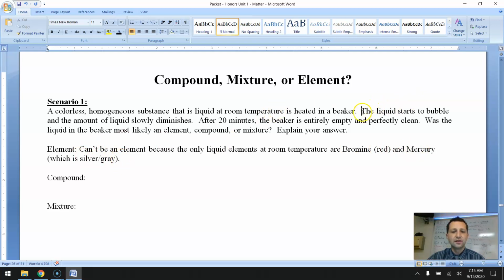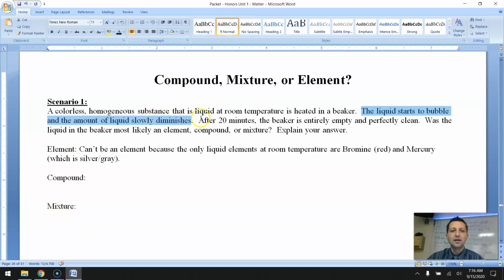Okay, let's go on. Next sentence, the liquid starts to bubble and the amount of liquid diminishes. So what's really happening here? We have some evaporation occurring, okay? So think of a colorless homogeneous substance. So that's not an element. So it might be like rubbing alcohol, that's a compound. It might be salt water or sugar water, that's a mixture. For both of those, the liquid will start to bubble and the amount of liquid will diminish. Well, that doesn't narrow anything down for me. So it could still be either a compound or a mixture after that sentence.